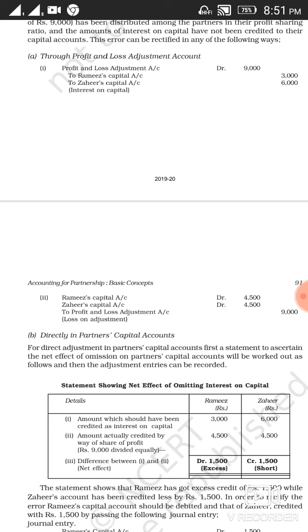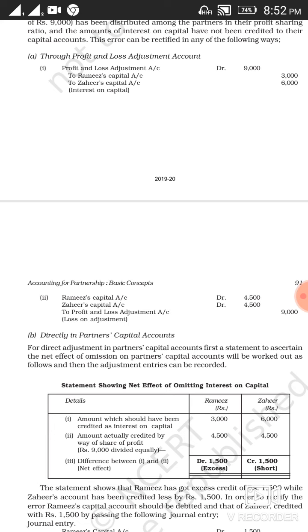Whereas the total of this 3,000 and 6,000 is 9,000, and this is an expense for the business as it was not provided. So it's going to increase the divisible profit of the firm. So this divisible profit would have been credited to them in their profit sharing ratio. So you will write for that amount actually credited by way of share of profit, which I am telling you, this 9,000 would have been distributed among them in their equal ratio, or as per their profit sharing ratio.